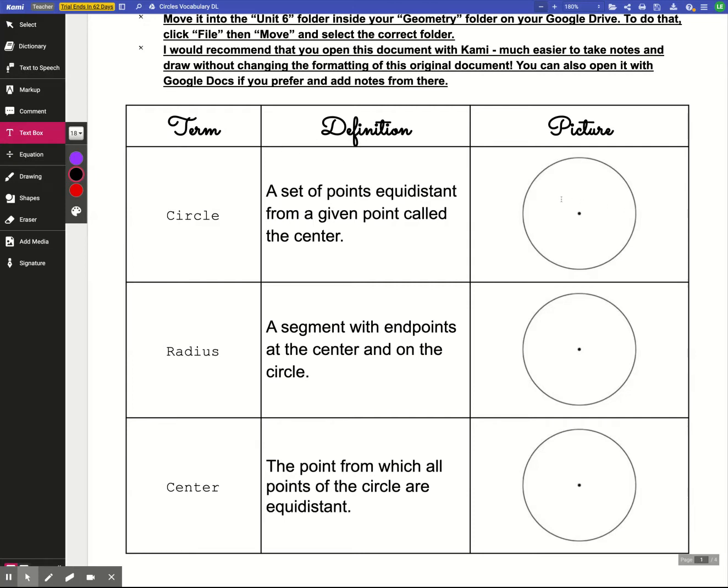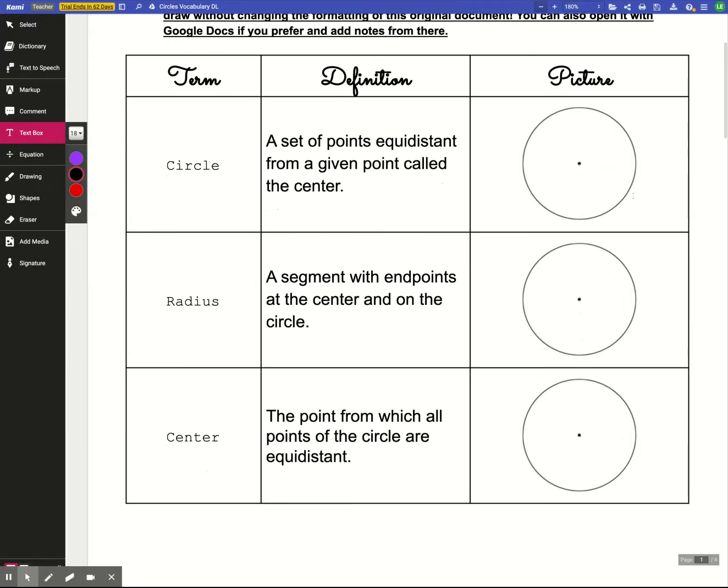So I'm just going to be doing a little bit of drawing and labeling here, and I'm going to go through these terms for you. Okay. So these are the most important terms, really all of the terms that deal with circles that you need to know. Okay. So the very first, obviously, is what a circle is. Okay. Which is the set of points equidistant from a given point called the center. Okay. So that is our very mathematical definition, right?